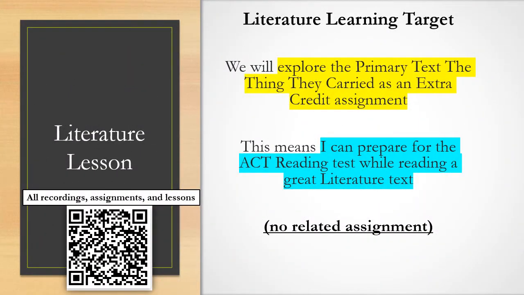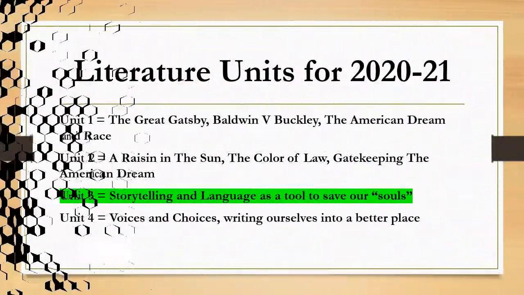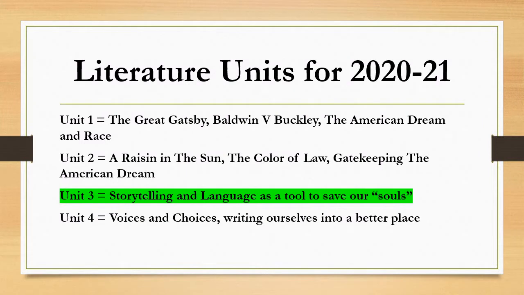All right, so we're moving on to our literature learning target. We're going to talk a little bit about how you can read The Things They Carried for extra credit and get extra credit on your progress grade while working towards the ACT reading test. Again, this literature unit is going to be about storytelling and language as a tool to quote unquote save our soul. So we're going to be reading The Things They Carried, which is a book aimed at the goal of saving the soul of Tim O'Brien.